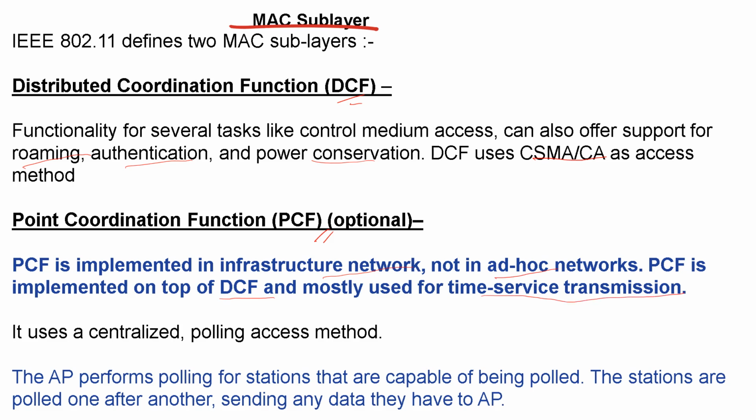The algorithm used for media access in the case of PCF is the polling method, and the access point performs polling for stations that are capable of being polled or within the range of the access point. The stations are polled one after another, sending any data they have to the access point.